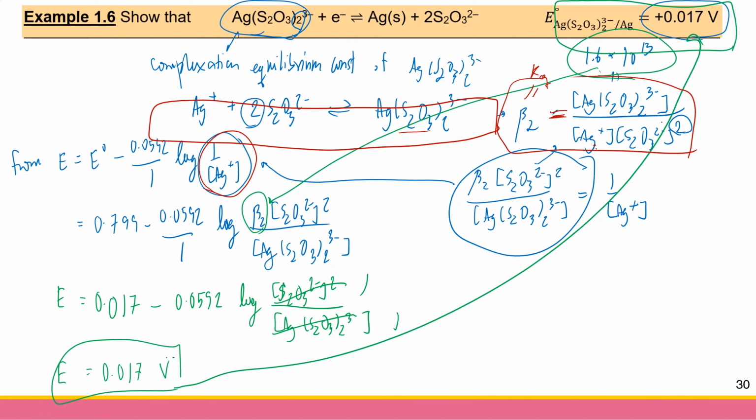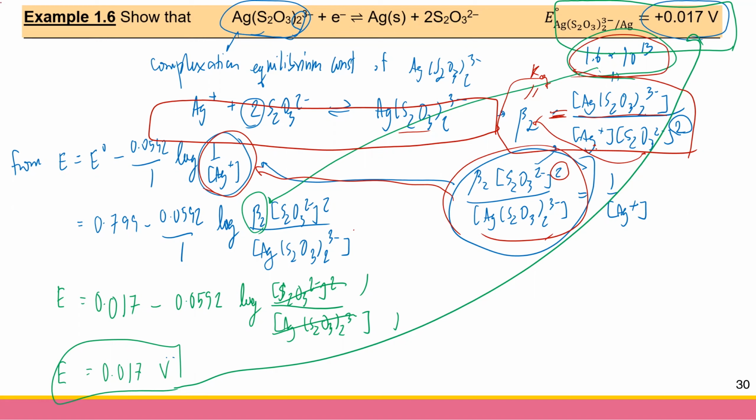So all you have to do is move everything else to the left. So thiosulfate here is the denominator, so you move it as the numerator here with its square. Silver thiosulfate here is the numerator, so when you move to the left, it has to be the denominator. And you substitute this expression in this 1 over silver. So you get this. Same thing, right?